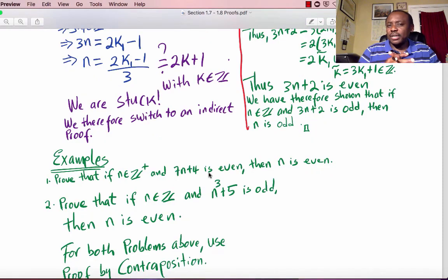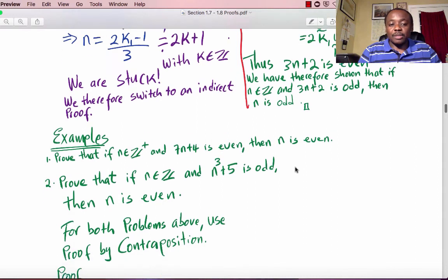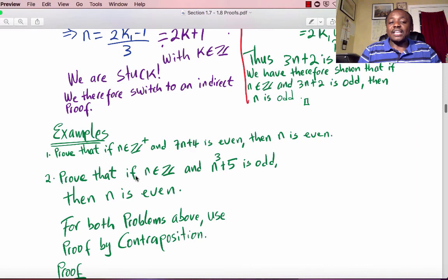Let us look at some more examples. Example 1. Prove that if n is a positive integer and 7n plus 4 is even, then n is even. Again, we are concentrating on this last part. You want to prove that if 7n plus 4 is even, then n is even. Number 2. Prove that if n is an integer and n cubed plus 5 is odd, then n is even.